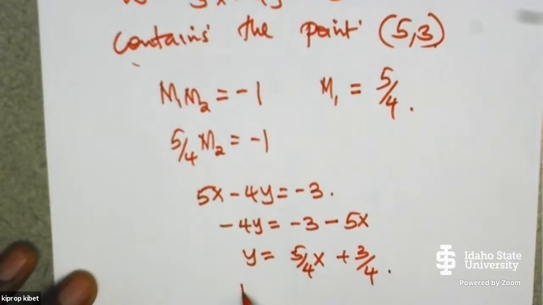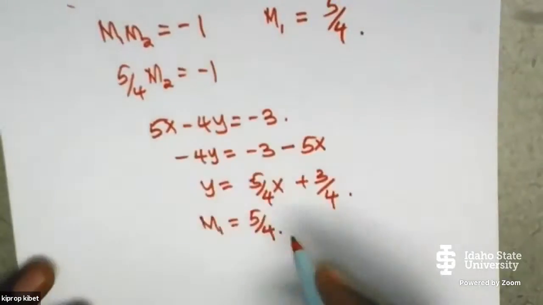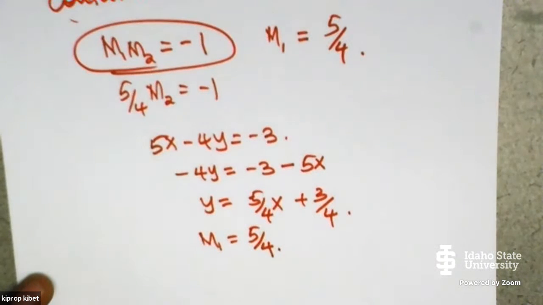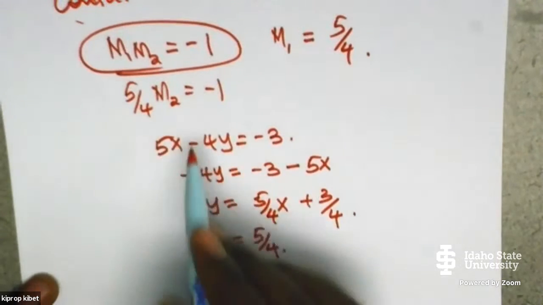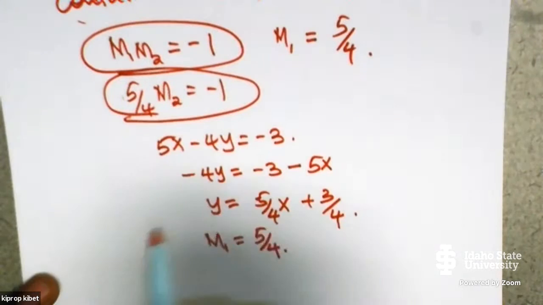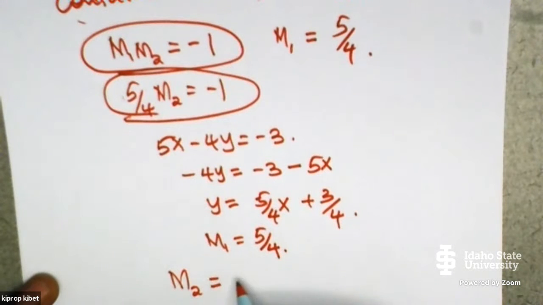So we know our M1 is equal to 5/4. Since this one is perpendicular, we use M1 times M2 equals -1. So we just bring them here. We need to get M2 now. So what do you do? You multiply both sides by 4/5, right? So our M2 will now be equal to -1 multiplied by 4/5.